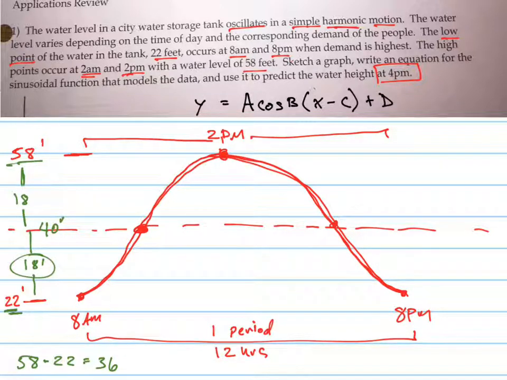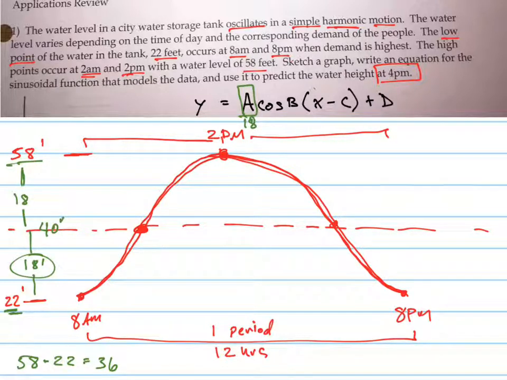Is that how your equation looks? Different books write it different ways. So which one is the green? What is the green related to? Yeah, this is related to the amplitude. So I know my A equals 18.